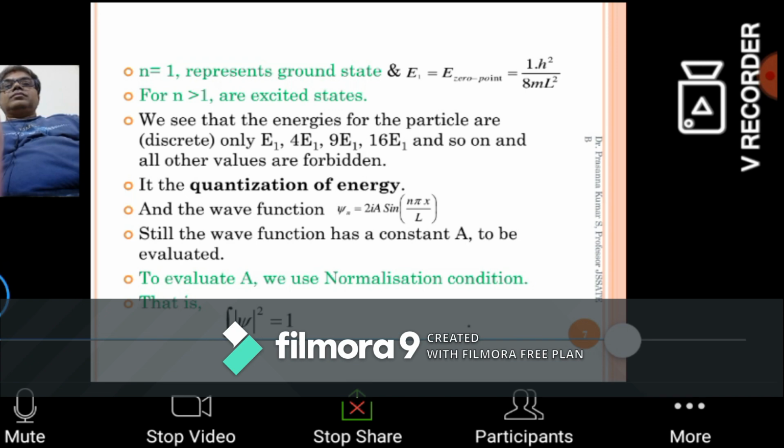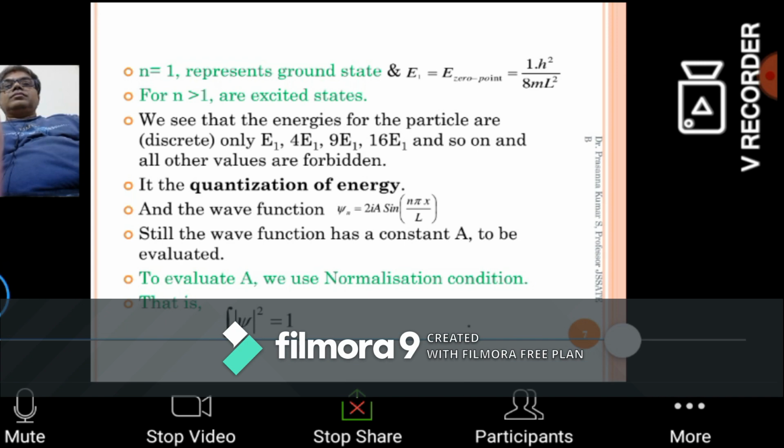We have seen that energies for the particles are discrete. They are only E1, 4 E1, 9 E1, 16 E1, and so on. All other values are not allowed. Electron cannot have any other values, it allows only these values. This distribution of energy, that is the definite values of energy for the electron, is called the quantization of energy. So over this discussion we have understood that electron can have energy in terms of E1, 4 times E1, 9 times E1, and so on. So we have seen that energy is quantized.